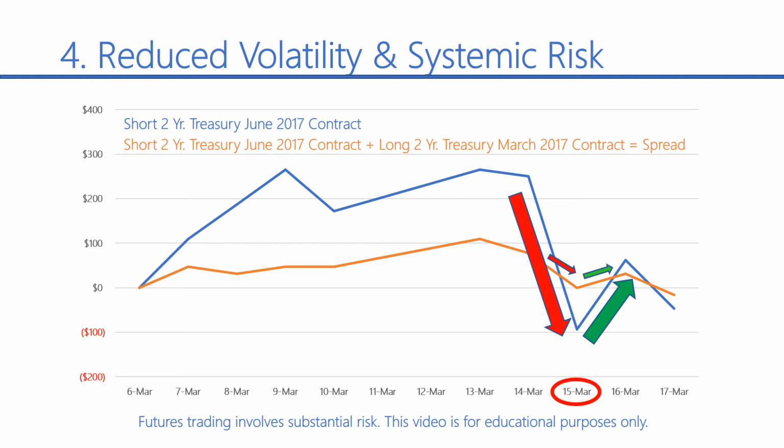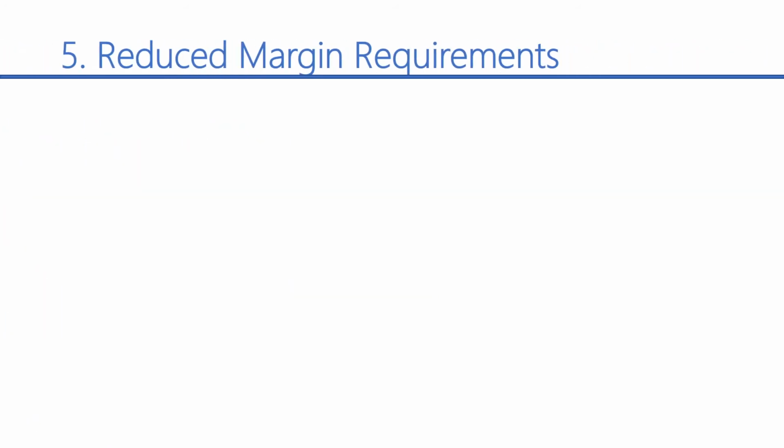When external events move the market, both legs of a spread trade are often affected somewhat equally. Volatility and explosiveness are diminished compared to when you trade outright positions. This risk reduction leads to the 5th point, margin requirement reductions.